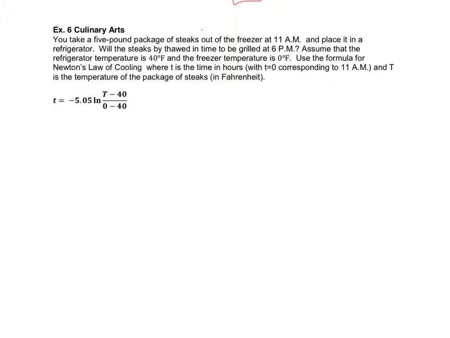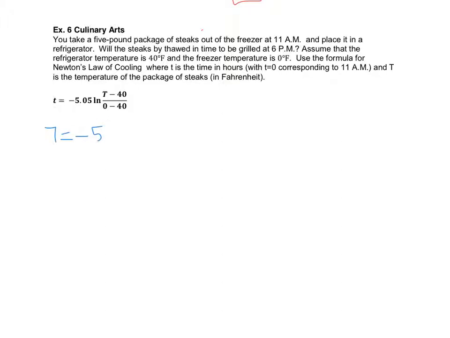So that formula is Newton's law of cooling, where t is the time in hours, and big T is the temperature of the package of steaks. So what I'm going to do is just plug in what I know. First off, I know how much time has elapsed because I've gone from 11 a.m. to 6 p.m. So if I let 11 a.m. be 0, how many hours has gone by? 7 hours. So I'm going to plug in 7 for little t.